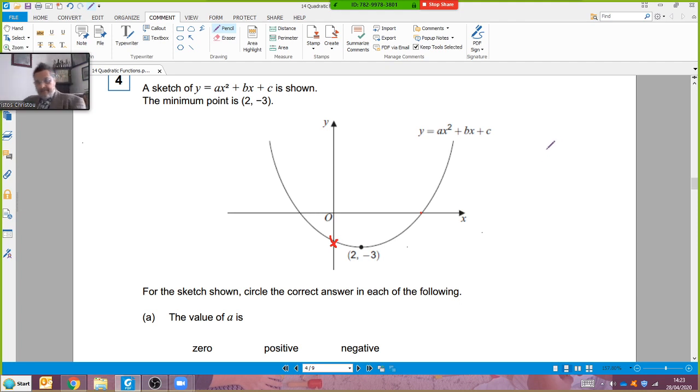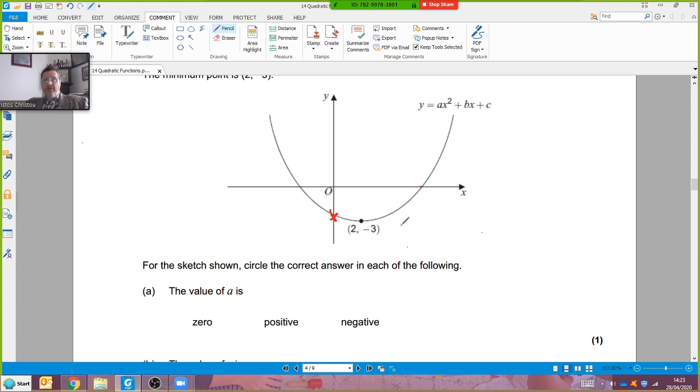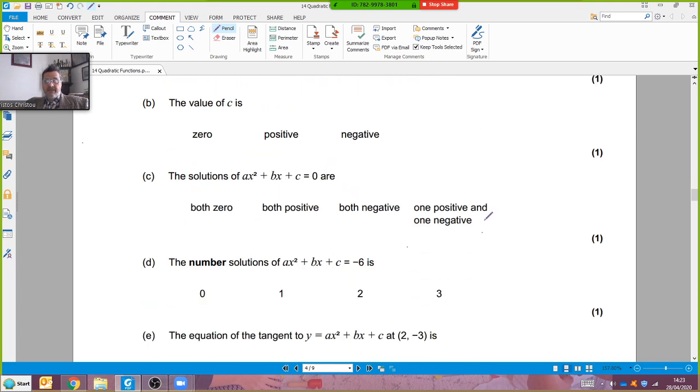Because y equals minus 6 is below the minimum point. Can you see that must be y equals minus 3, yeah? The minimum point on the y-axis. So therefore, y equals minus 6 is going to be down here somewhere, and that's not going to touch. There are no solutions for that reason.